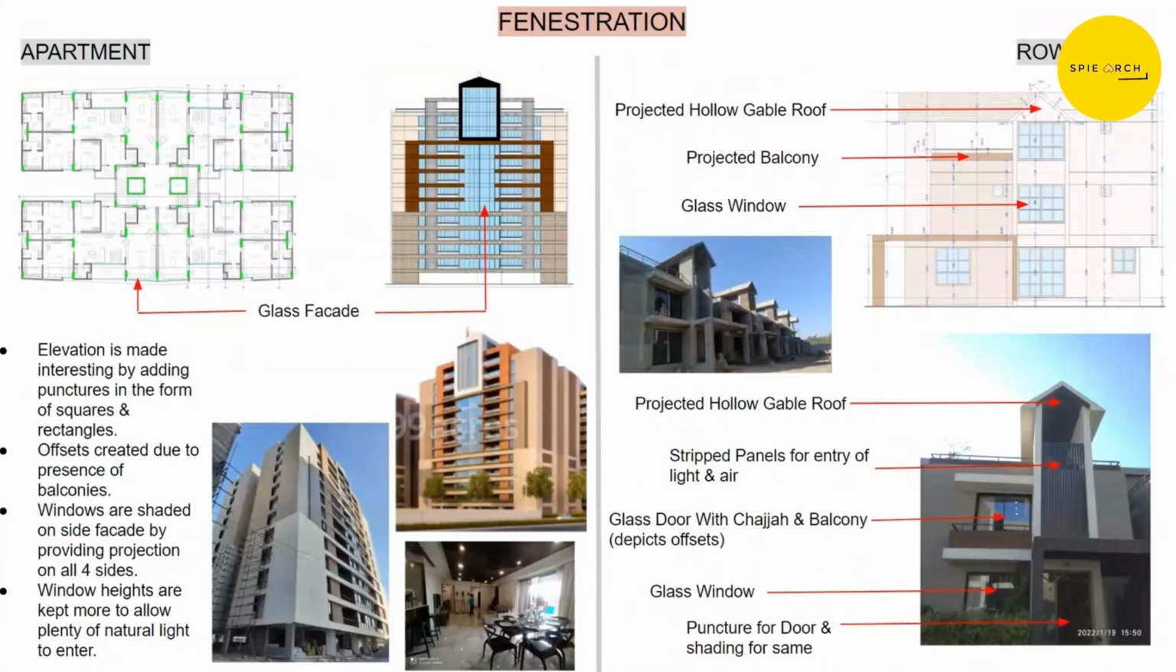About the fenestration, glass facades were provided for the apartment building, and different offsets, openings, and punctures were provided. So this gave the elevation a different and very aesthetic look. For the row houses, a gable roof was provided to enhance the elevation, with glass windows and glass doors, and punctures and strip panels were kept for the entry of light and air. Next slide.